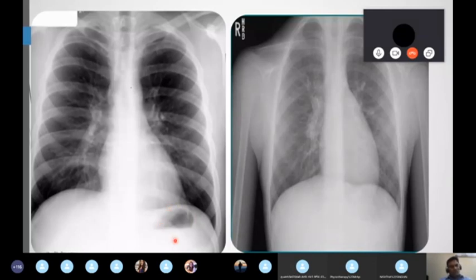Most commonly you're going to see it in a PA view, also below the left diaphragm. But in AP we never see the gastric air bubble. That is a very, very important point to keep in mind.